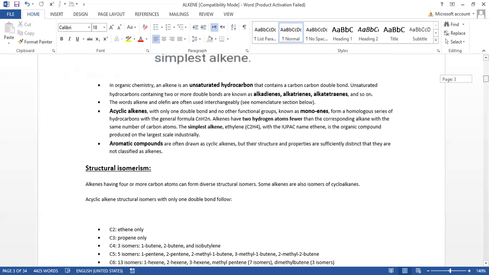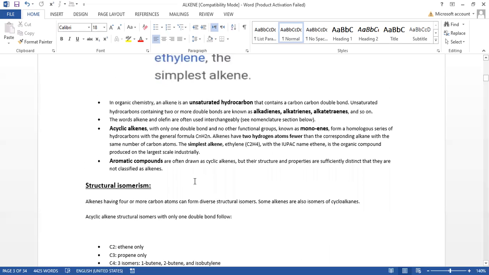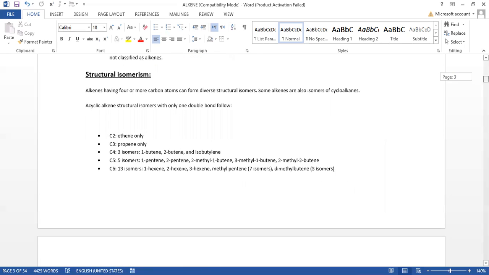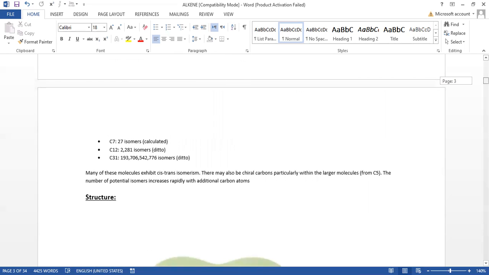Structural isomerism. Those isomers which are structurally different from each other but have the same molecular formula are known as structural isomers. And structural isomerism starts from carbon 4. Butane has 2 isomers, carbon 5 has 3 isomers, and so on. Isomers continue and it goes to millions and trillions.